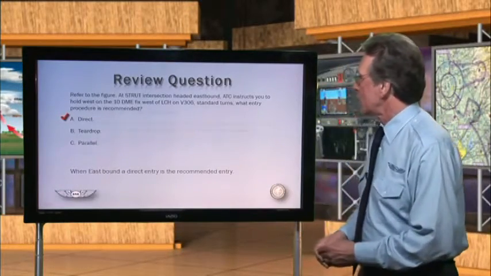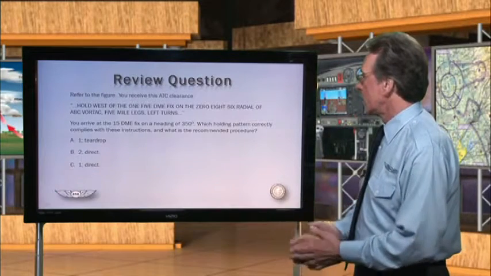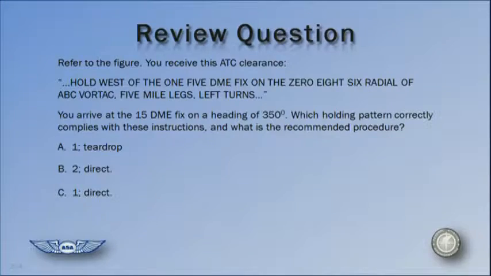Okay, our second question, again referring to some figures here. You received this ATC clearance. Hold west of the 15 DME fix on the 086 radial of ABC Vortac, 5-mile legs, left turns. You arrive at the 15 DME fix on a heading of 350 degrees. Which holding pattern correctly complies with these instructions, and what is the recommended procedure?